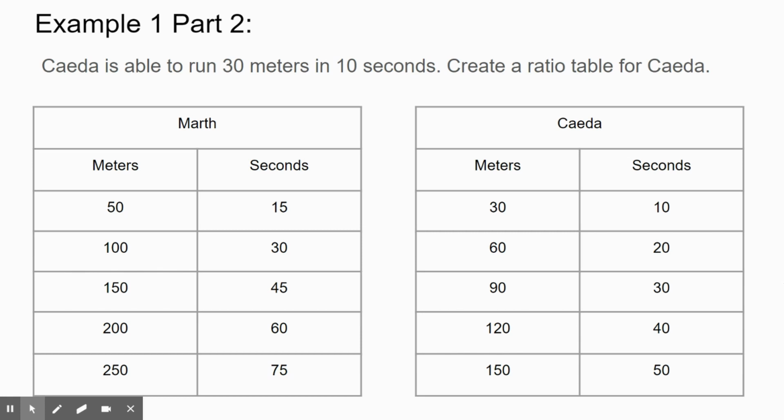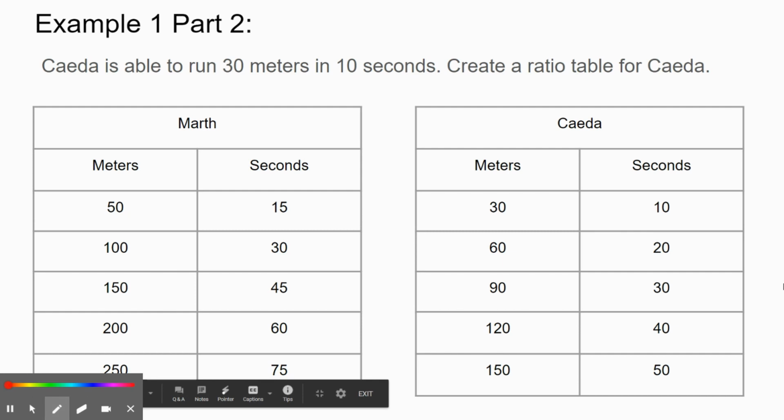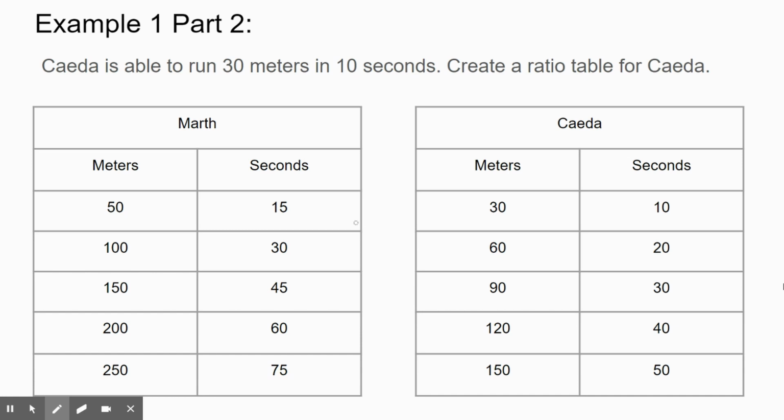And that's really the hard mathematical part done. The last part of this is we're just going to compare the 2 tables. Now, we're trying to figure out who is running faster, you'll remember. So what we probably want to do is look at our meters for both people and find some value that they have in common. If I compare the 2, I see that there's 150 meters that Marth ran here, and 150 meters that Sita ran here.